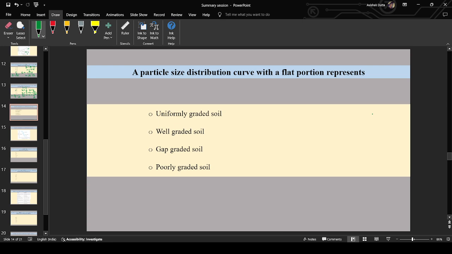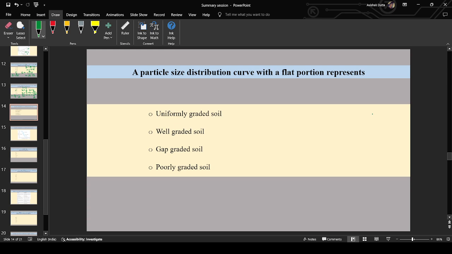A particle size distribution curve with a flat portion represents. The options are uniformly graded soil, well graded soil, gap graded soil, or poorly graded soil.